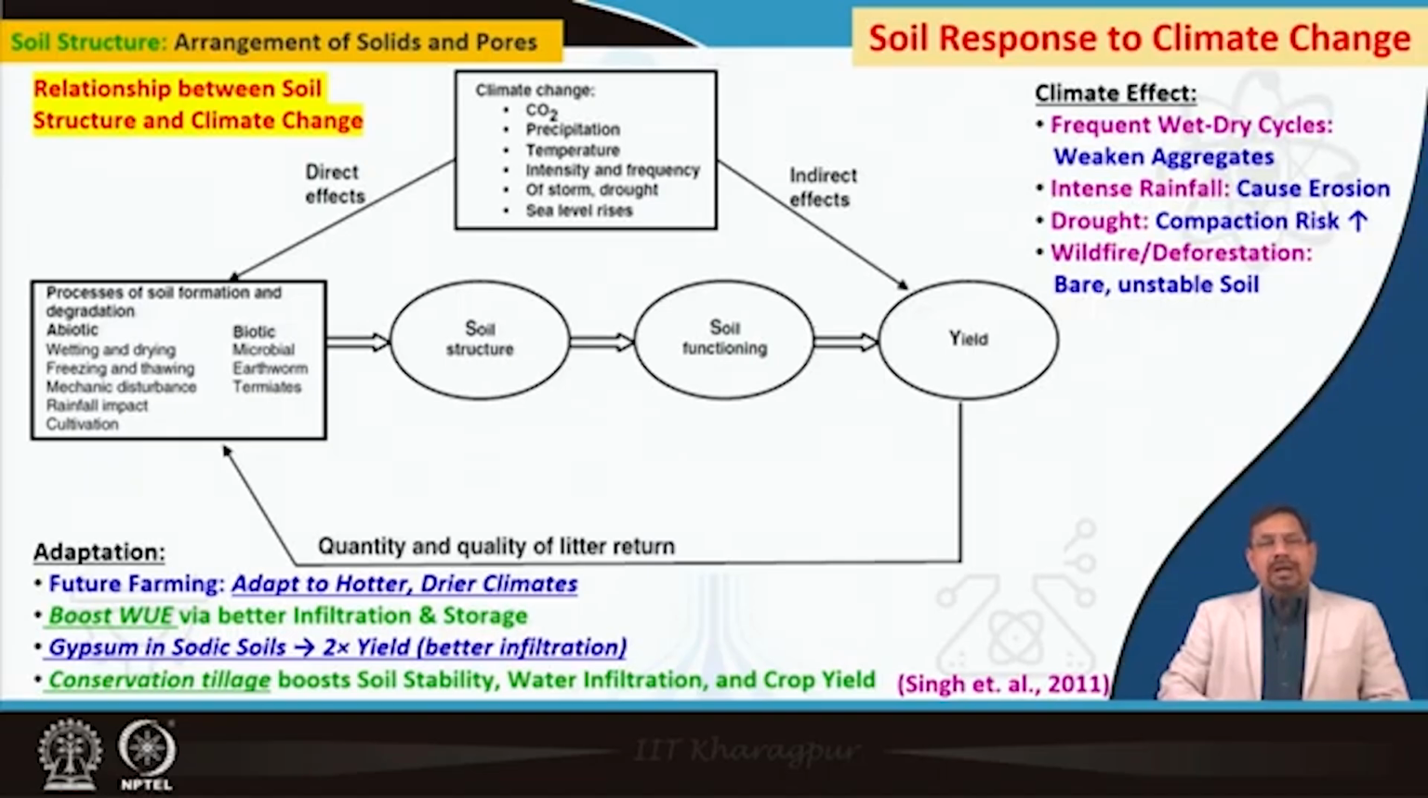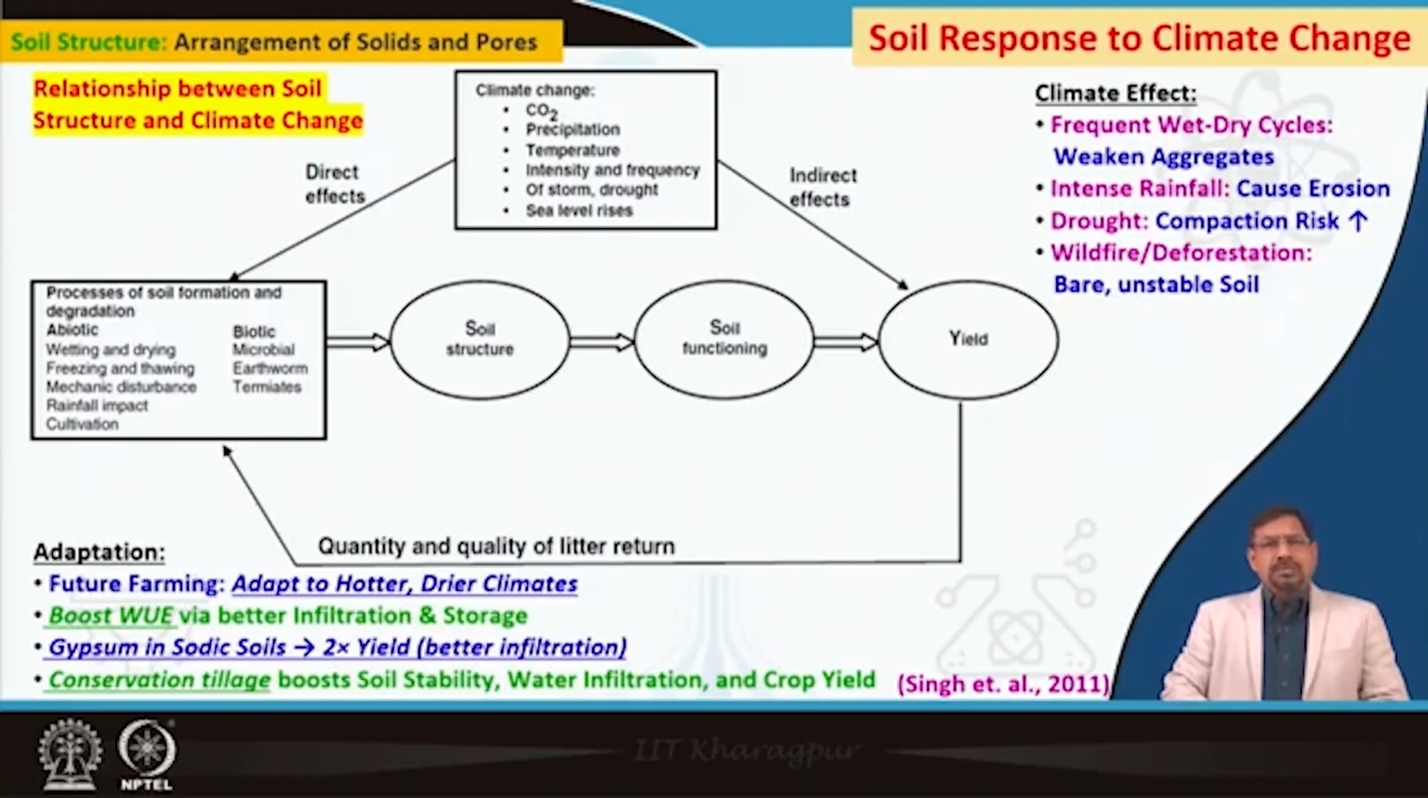This particular diagram talks about the relationship between soil structure and climate change. On the upper side, these are the major indicators: carbon dioxide, one of the dominant greenhouse gases, precipitation, temperature, the intensity and frequency of storms and droughts, particularly these kinds of extreme weather events, and sea level rise. If you take them and see their direct and indirect effects as far as connectivity is concerned.